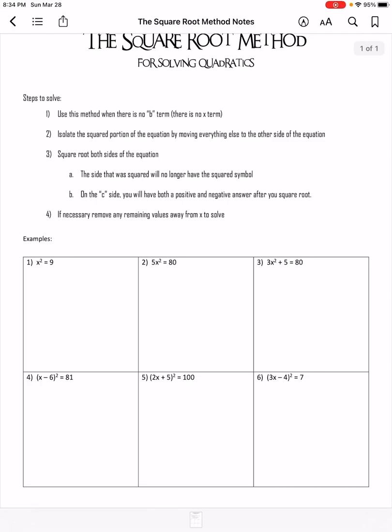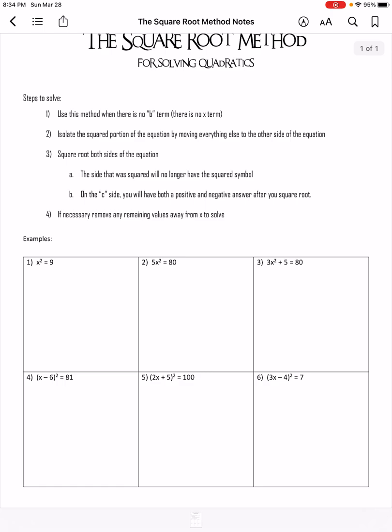All right, today we're going to be looking at the next method of solving quadratics called the square root method. The nice thing about the square root method is it's the one where we don't need the equation to equal 0. And this is the method we want to use when there's not a b term, or there's not an x value in and of itself, where we have a squared portion and we have a numerical or constant term. So we're going to have a few steps in there.